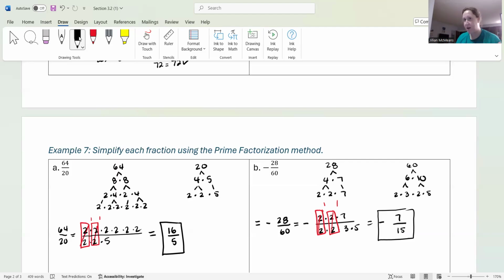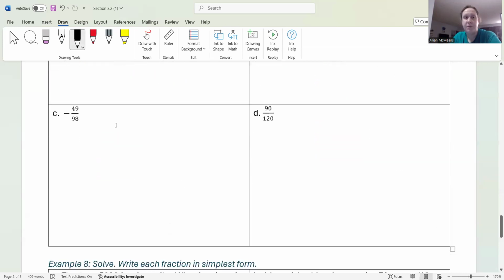So you've seen the GCF method, 2 examples. You've seen the prime factorization method, 2 examples. Ultimately, what a lot of students do is they kind of merge the 2 methods. So they maybe don't find the greatest common factor, but they find a common factor and they divide it out. And then they just repeat that process until they get a fully reduced fraction. So we'll kind of look at that method for the last 2.